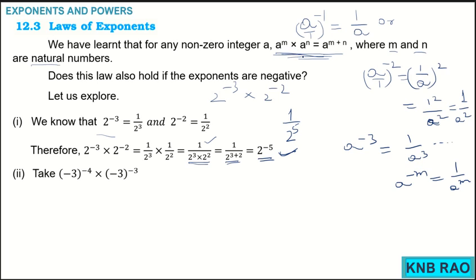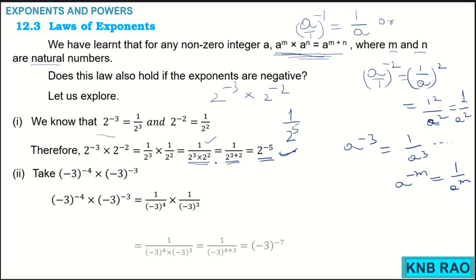If I want to do minus 3 whole power minus 4 into minus 3 whole power minus 3, what should we do? The same procedure: negative powers will be converted into positive powers by considering 1 upon. That is, minus 3 whole power minus 4 becomes 1 upon minus 3 whole power 4, and minus 3 whole power minus 3 becomes 1 upon minus 3 cube. Now 1 into 1 gives 1 upon minus 3 whole power 4 into minus 3 whole power 3.